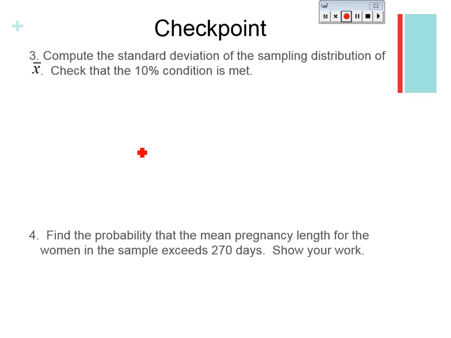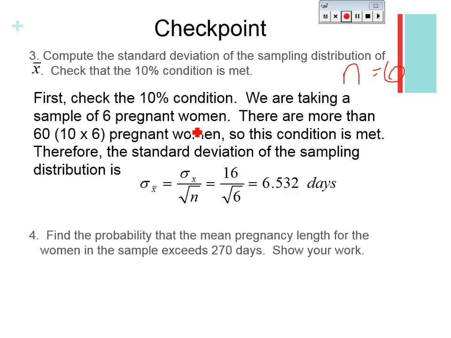For question number 3, compute the standard deviation of the sampling distribution, remembering once again that n equals 6 here. Check that the 10% condition is met. So to check the 10% condition, if I'm sampling 6 pregnant women, then I need to assume that there are at least 60 pregnant women in the population. Very true. Therefore, the standard deviation I would find by doing the population standard deviation, which is 16, divided by the square root of the sample size, which comes out to be roughly 6.532 days.